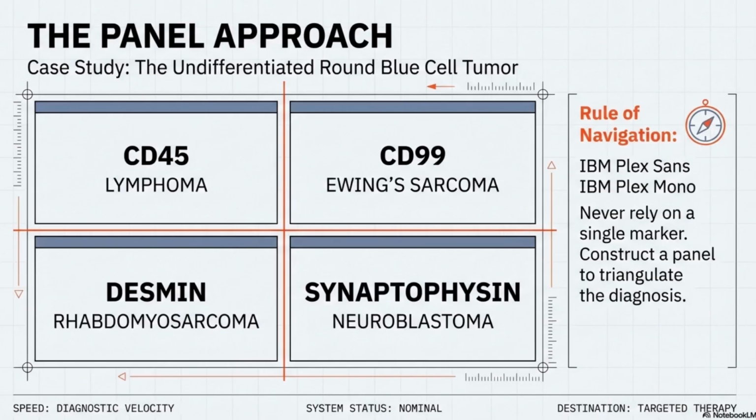You don't just give one marker, you think in panels. For undifferentiated round blue cell tumor, you look for CD45 for lymphoma, CD99 for Ewing sarcoma, desmin for rhabdomyosarcoma, and synaptophysin for neuroblastoma.